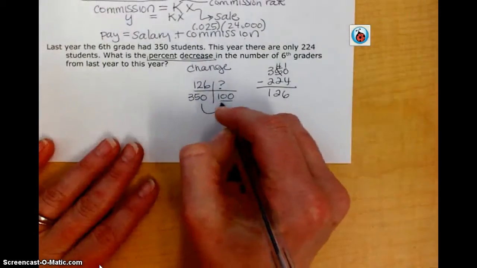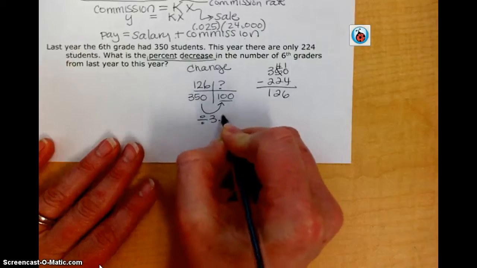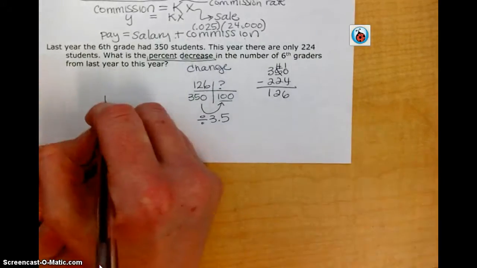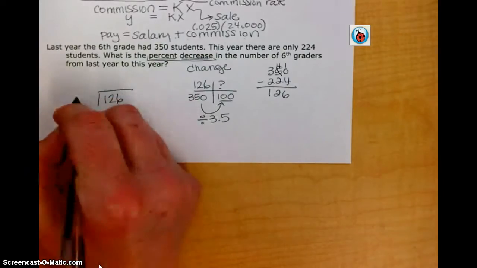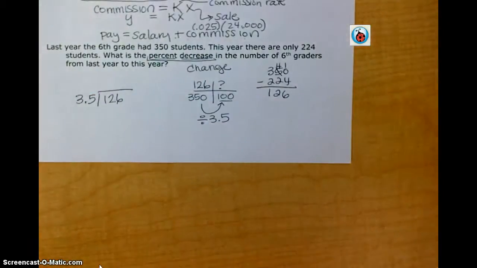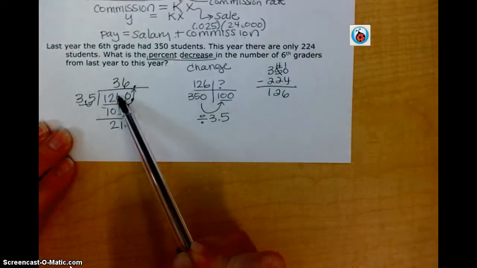Our scale factor from 350 to 100 is dividing by 3.5. So we take 126 and we divide by 3.5. Take a moment to pause your video. When we're done with our division, we get the answer of 36.